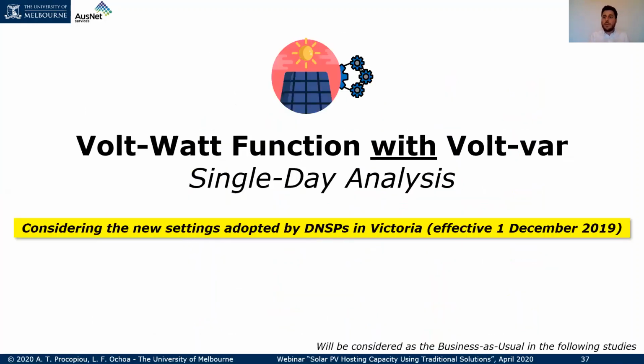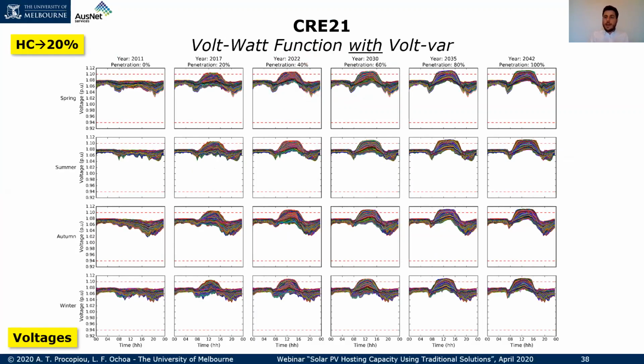Now, we are moving into understanding what it might mean if we enable the volt-var function in combination with the volt-watt function, adopting as well the new settings that were defined by the DNSPs here in Victoria. And those were effective from December 2019. Now we have exactly the same scenario that we showed previously, where we have the customers using also the new settings that we referred to previously.